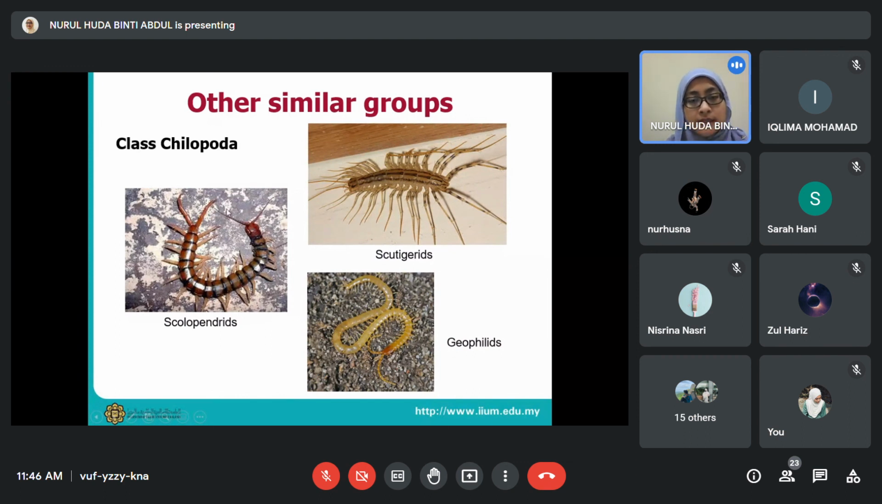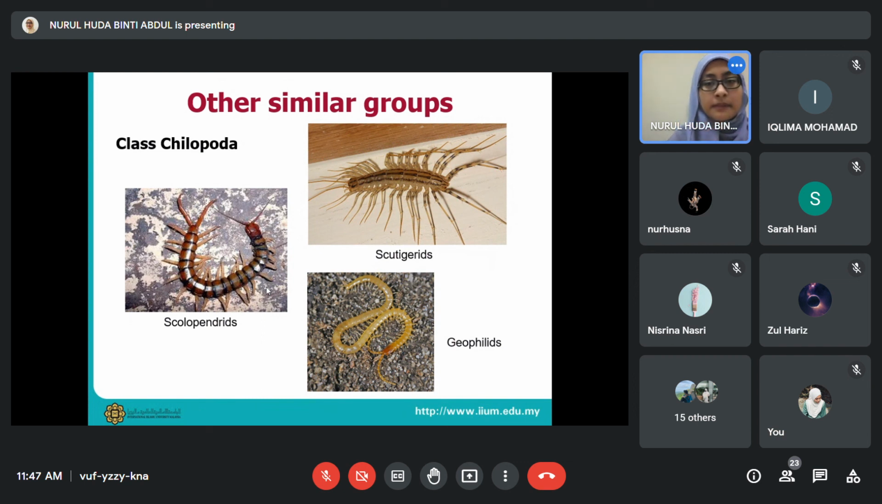But of course it depends on the species jugalah, berapa banyak dia ada kaki. Okay, and then some of the group, okay, most of the Chilopoda, there is, how to say, a modification at the mouth part where they have almost like an enlargement of the mandible to grab, how to say, the prey.